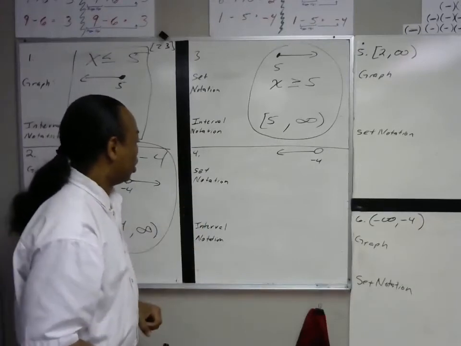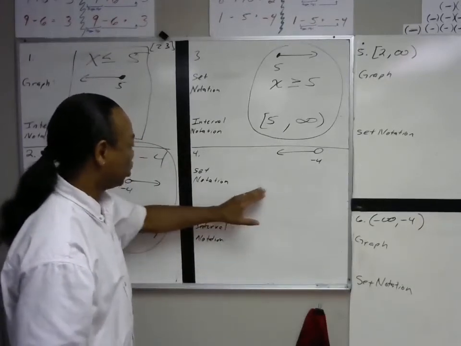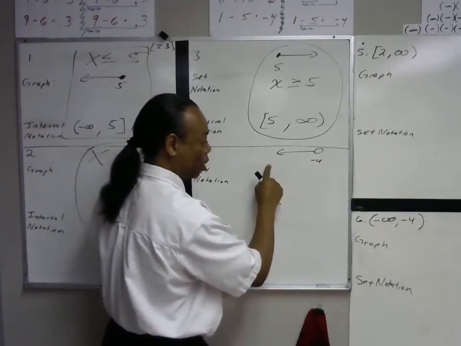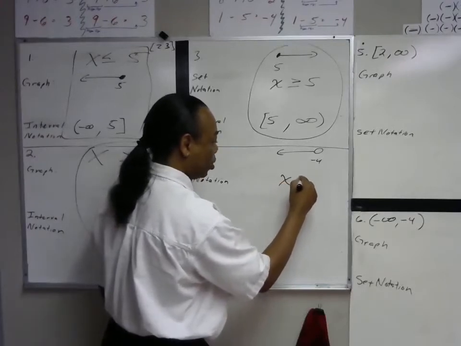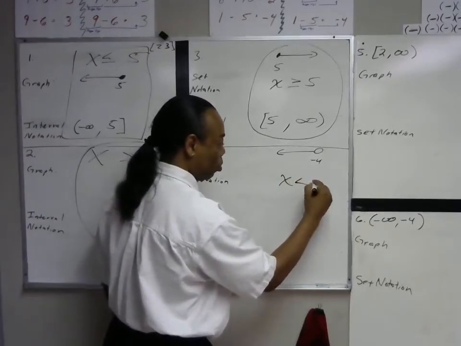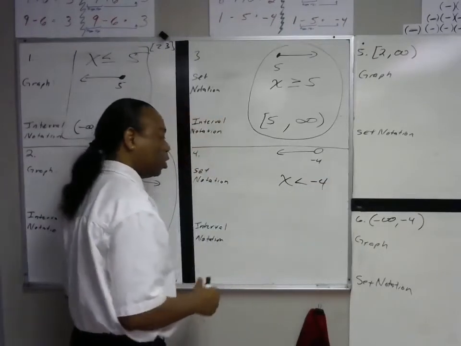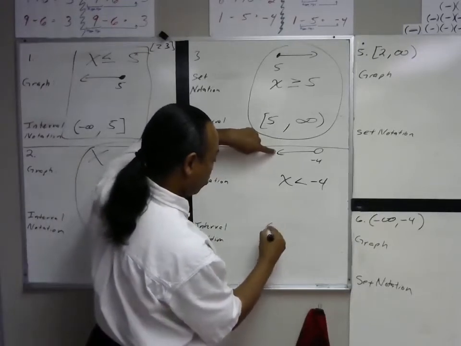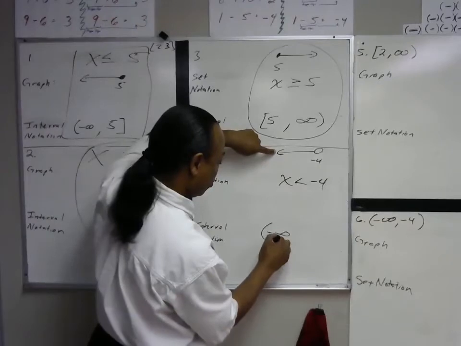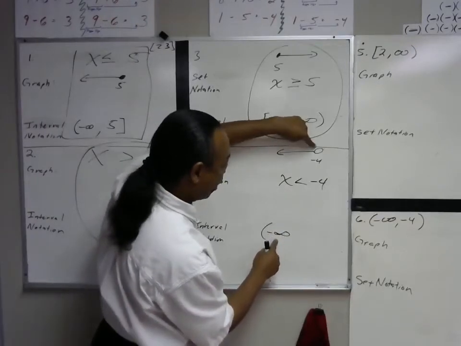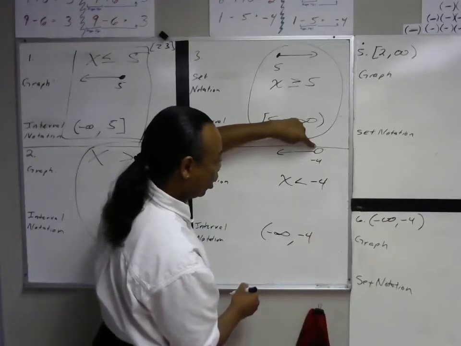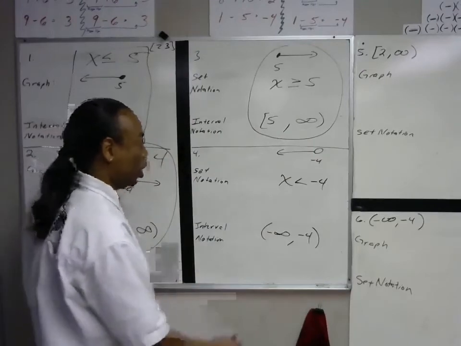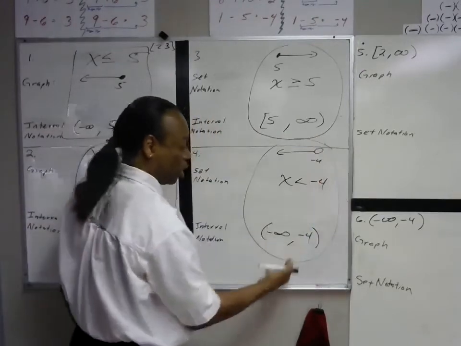Okay, another one. Here's our graph, and we want the set notation for this. Well, this is negative 4 and anything less than. So I'll say x is less than, not equal to, negative 4. And that's our set notation. Furthermore, the interval notation to the left would be parentheses negative infinity. And to the right, I go no further than negative 4, but it doesn't include negative 4, so we'll use a parenthesis. And that's your interval notation. Again, all three of these are saying the same things.